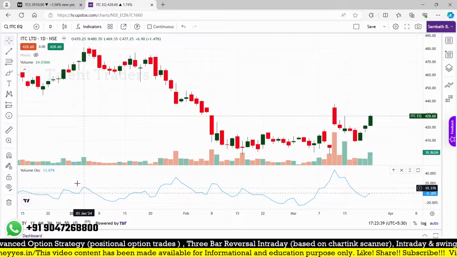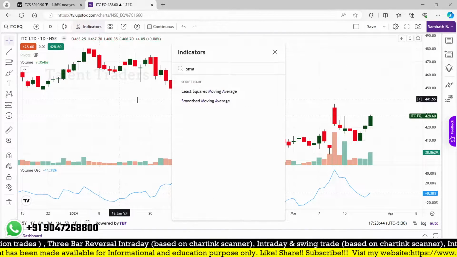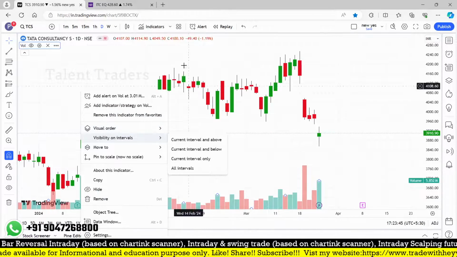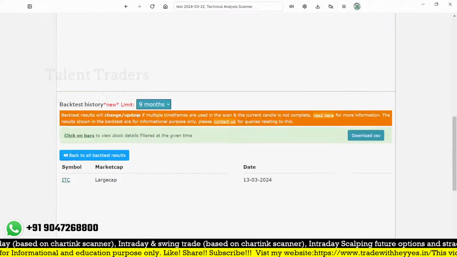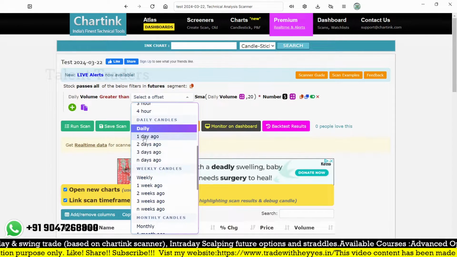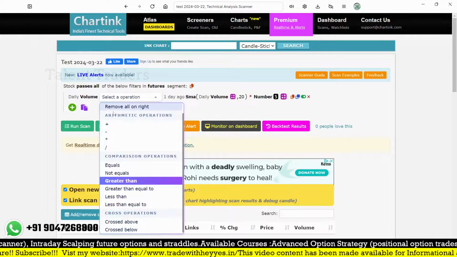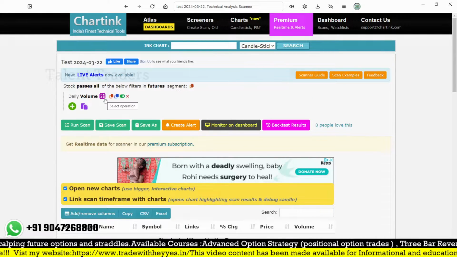There is a line called volume with SMA. That may be the condition. Normally people are using this one, but this will not work at this moment. So I'll go for 1 day ago. Simply I will go for greater than.